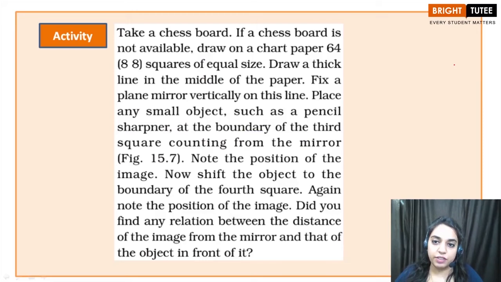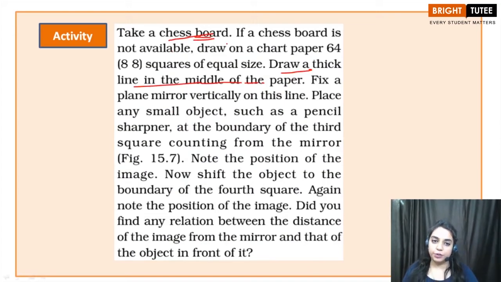In this activity, children, let's just read about it. We will take a chessboard. You have to take a chessboard, and in case you don't have a chessboard, there is no problem. You can draw a chessboard-like structure on a piece of paper. You just have to take a chart paper which has 64 squares of equal sizes.